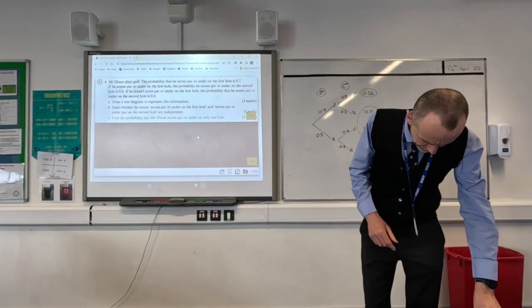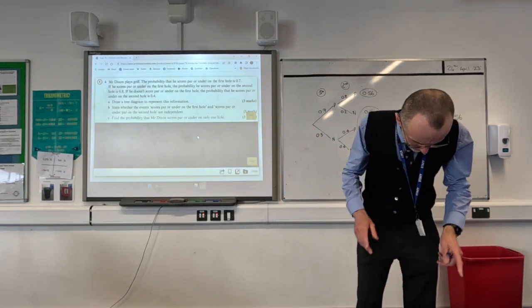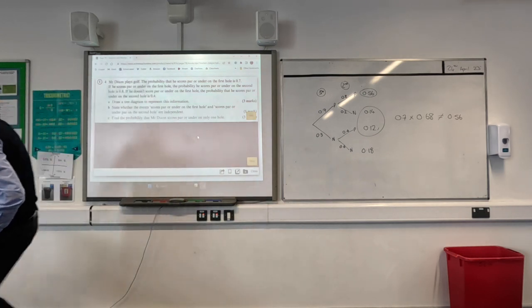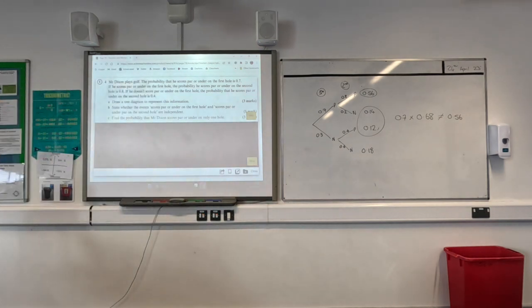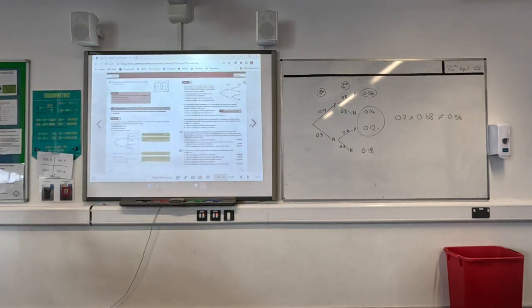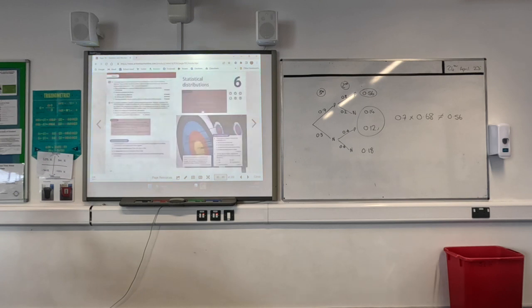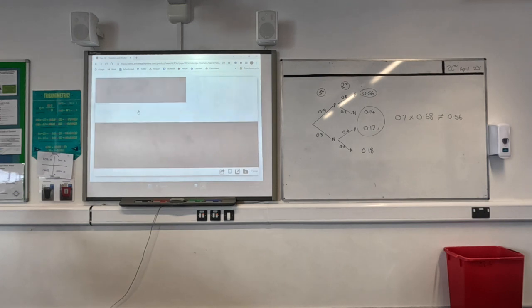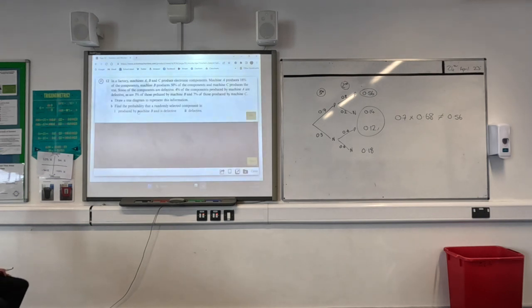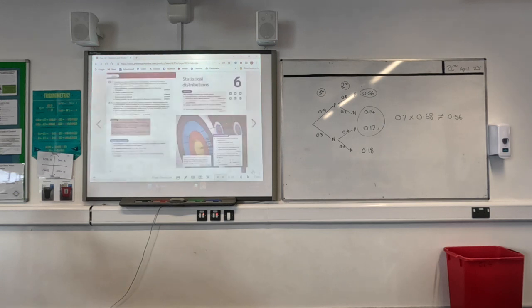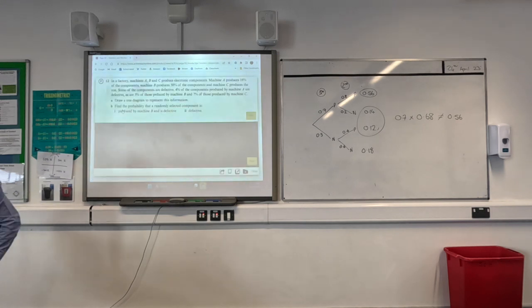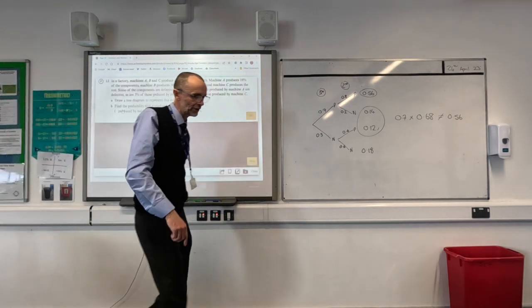Okay, so the question on the sheet, for those at home, I think that's from the mixed exercise, so let me just double check. It is, yes. So we're going to finish this whiz through probability by looking at question 12, which for those here is at the bottom of the sheet.